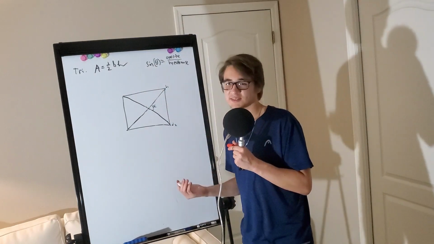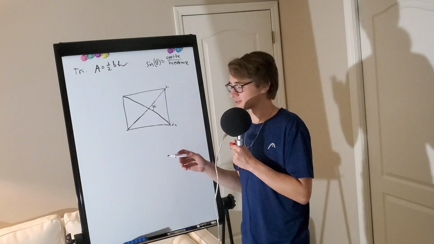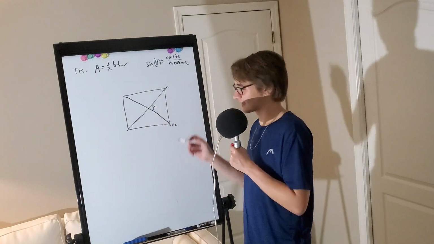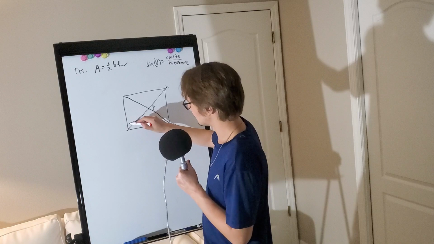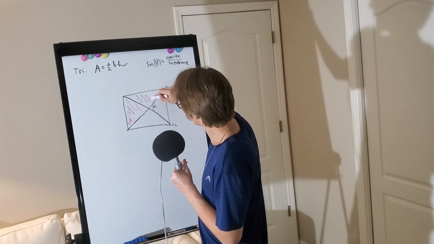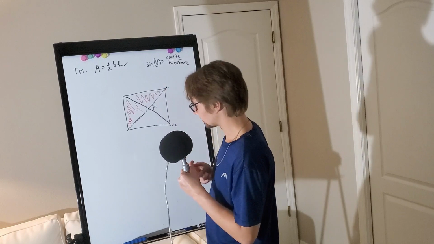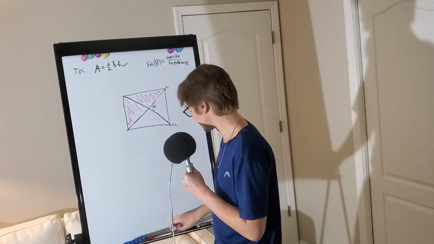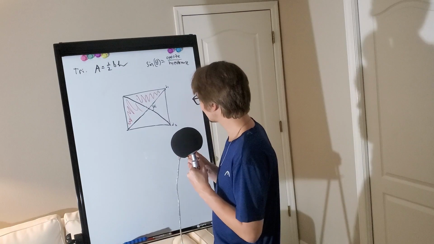So, let's try to split this quadrilateral up into 2 triangles. We already have the diagonals in place. All we need to do is sort of mentally make the connection here. So we'll call this the red top half and the bottom blue half, I guess.